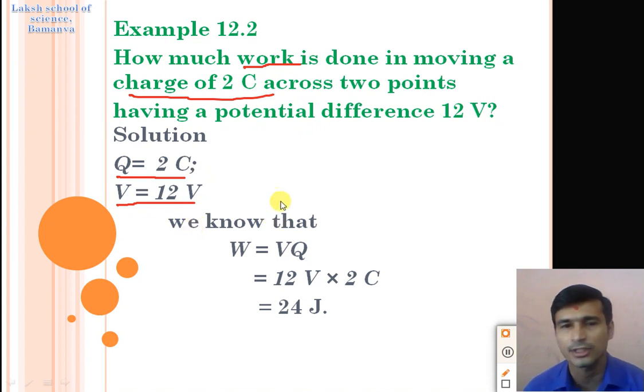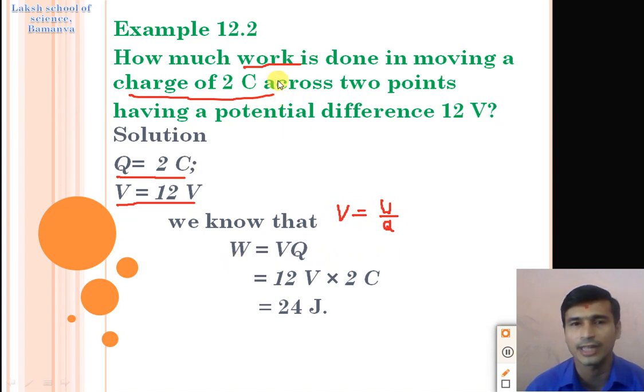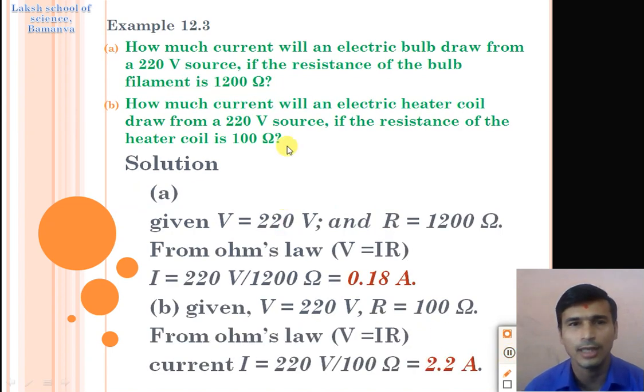By the definition of electric potential, V is equal to work done W divided by charge Q. From this formula, we can calculate the work done: W is equal to potential multiplied by electric charge. The potential is 12 volt and the electric charge is 2 coulomb. So we get the work done as 24 joule. Here, joule is the unit of work.